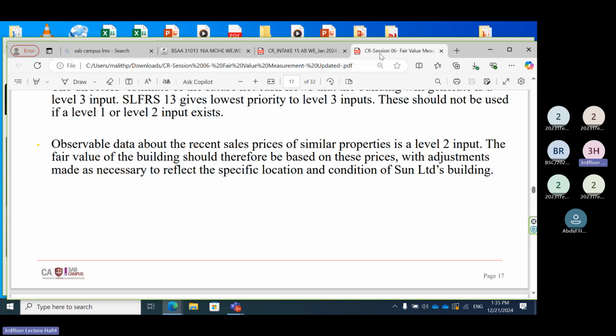So then this is again a good factor as we discussed. We have similar prices, right? Similar prices with adjustments made as necessary to reflect the specific location and the condition of the building. Why? We have similar prices, but for a particular asset you need to change that price. To change that price, you have to make some more adjustments, judgment. You have to put a high value or a low value. Let's say we have a similar price, but compared to that price, we have this benefit.